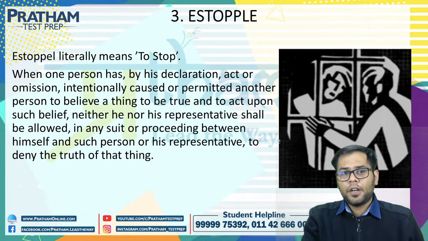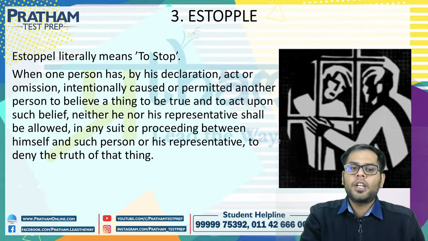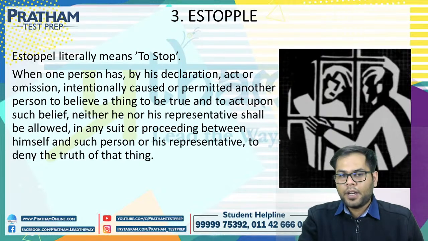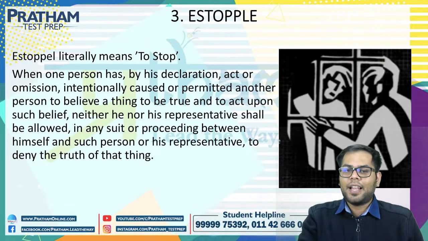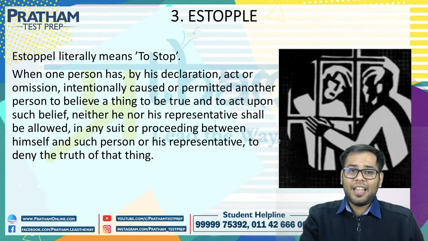Now if you read further, we see that neither he nor his representative shall be allowed in any suit or proceeding between himself and such person or his representative to deny the truth of that thing. So if you have given a declaration in the court or you've intentionally proved it, then you cannot deny that truth, because an estoppel will be applied on your declarations there. So that's how the court works in the case of estoppel.